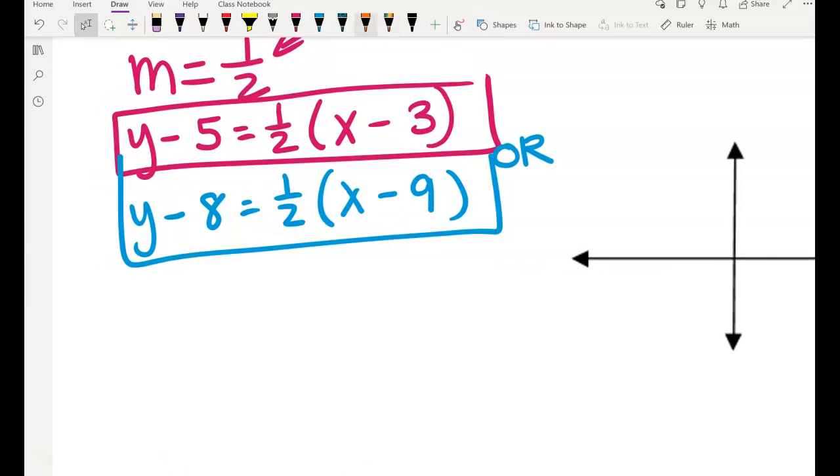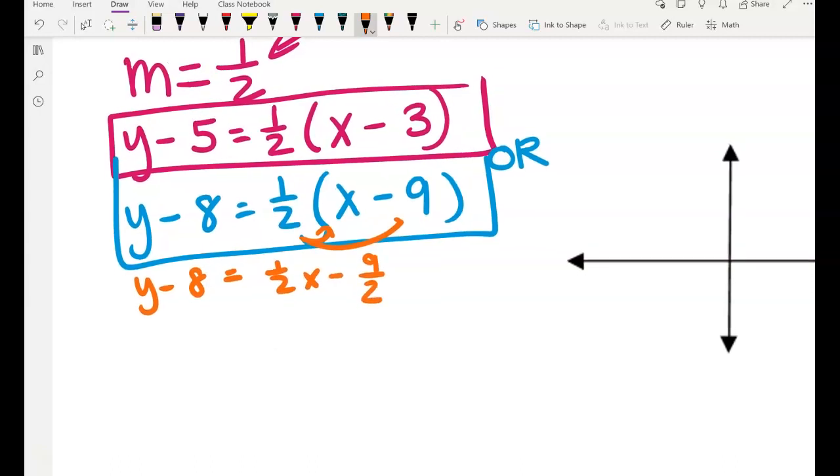So we're going to distribute the slope. So be careful with distributing. So y minus 8 equals 1/2 x. 1/2 times -9 is going to be -9/2. Then it says, then solve for y. So to solve for y, meaning that we're going to add 8 to both sides.